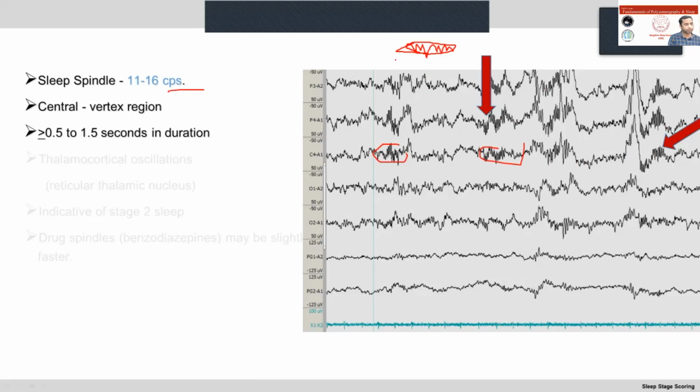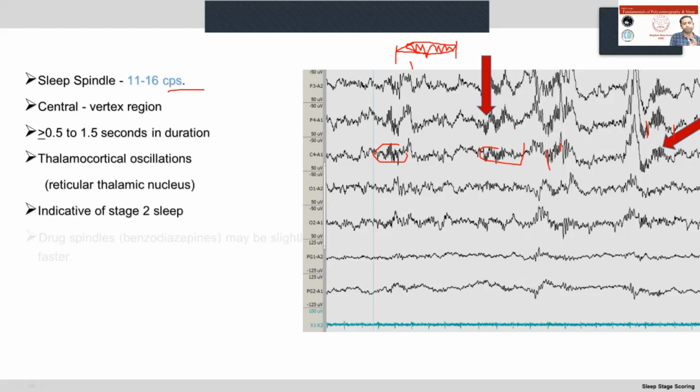The duration should be between 0.5 to 1.5 seconds. If it is less than that, that is not a spindle. If it is more than that, it is also not a spindle. Some researchers use 1.7 seconds or 2 seconds for their research purposes, with the application of drugs or some disorder, but ideally it is 0.5 to 1.5 seconds. They are thalamocortical oscillations and are indicative of sleep stage 2.